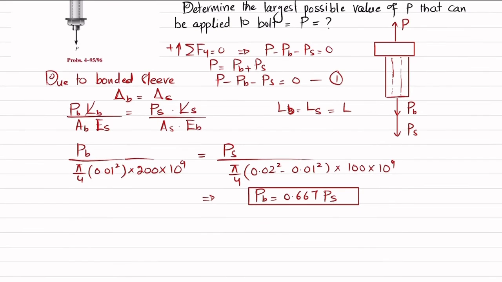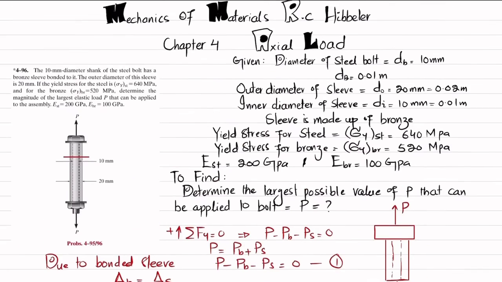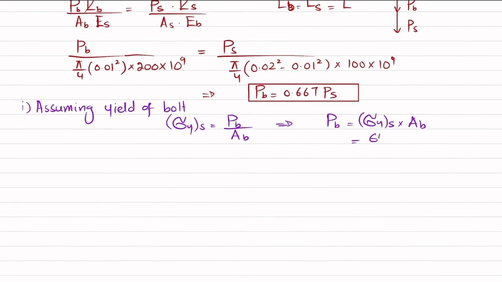Okay, now we will categorize by using two assumptions. The first assumption is to assume yielding of the bolt. We know that the yield stress of this steel is equal to P of bolt divided by area of bolt. So from here PB is equal to yield stress of steel into area of bolt. Yield stress is given as 640 megapascal, so 640 into 10 to the power 6 multiplied by pi by 4 into the diameter of bolt, 0.01, squared. Clear?